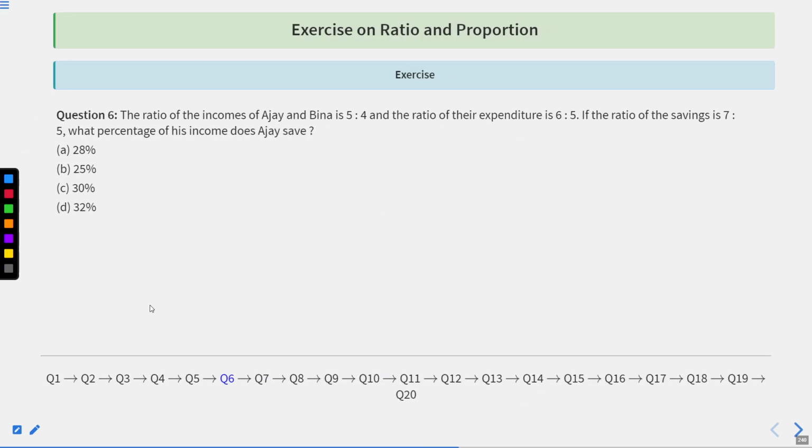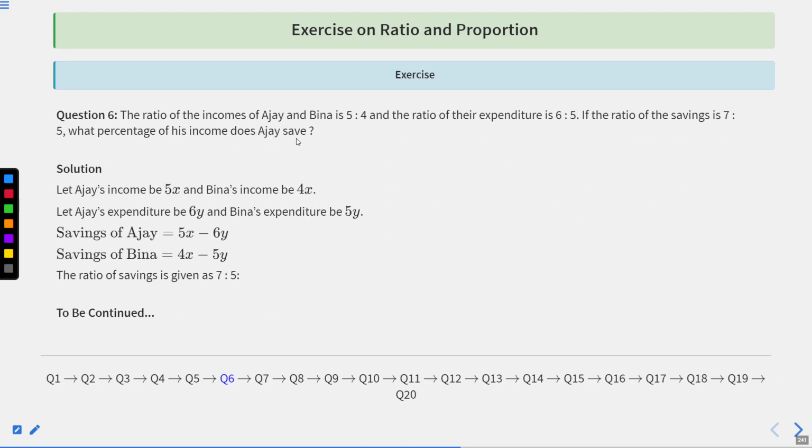The ratio of the incomes of Ajay and Bina is 5:4, and the ratio of their expenditure is 6:5. If the ratio of savings is 7:5, what percentage of his income does Ajay save? Let Ajay's income be 5x and Bina's income be 4x. So let Ajay's expenditure be 6y and Bina's expenditure be 5y.